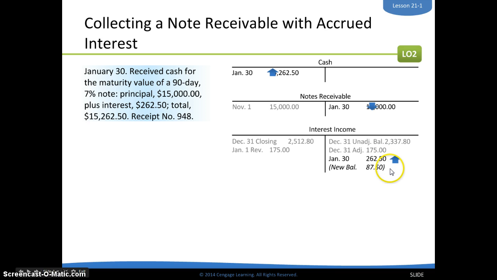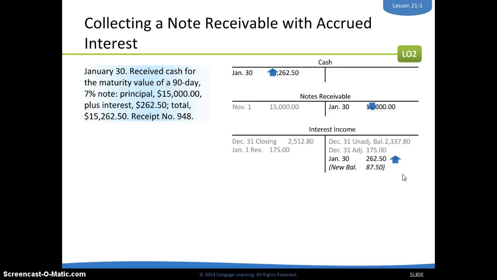$262.50. And my new balance in interest income, $87.50, correctly will reflect the amount of interest I earned in this fiscal period. The $175 was last fiscal period. The $87.50 was this fiscal period. I can correctly reflect in the correct fiscal period when I earned the money.